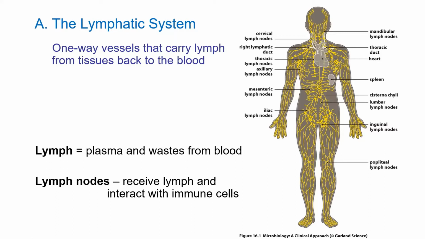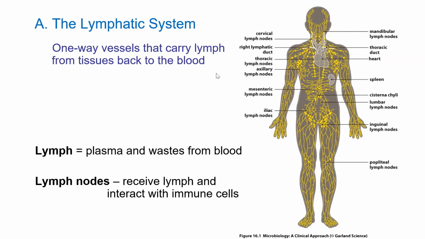This is another system with little vessels, and they're not carrying blood, they're carrying lymph. And lymph is basically plasma and waste from the blood, but also contains all sorts of immune cells. And some of these areas around the body where there's pockets of immune cells are called lymph nodes. And if you've ever had an infection where they swell up, you may have noticed that.